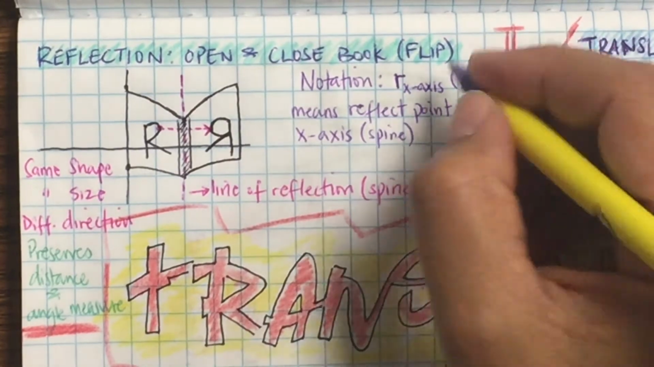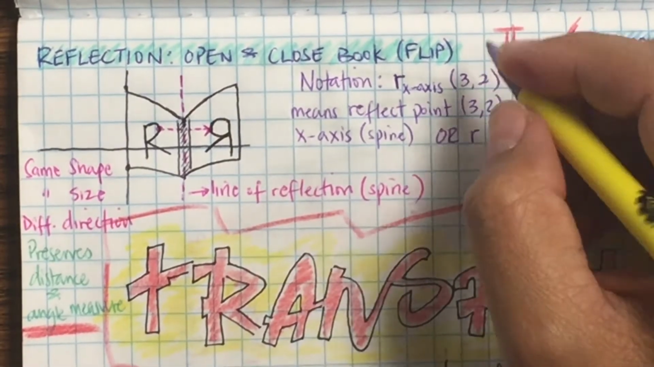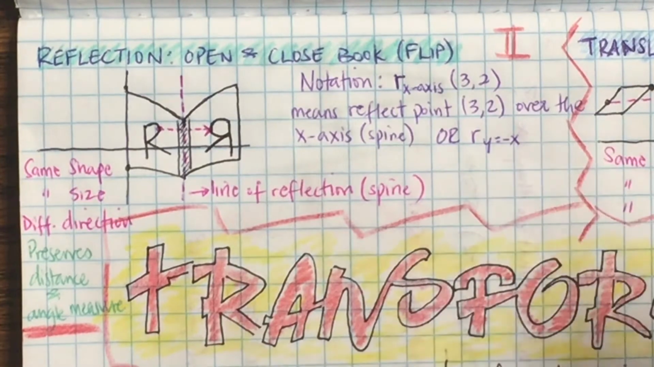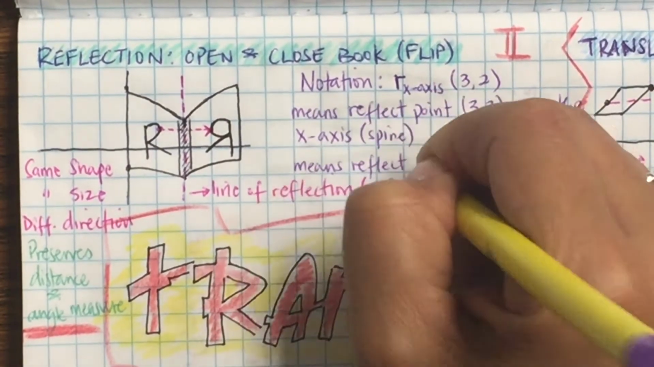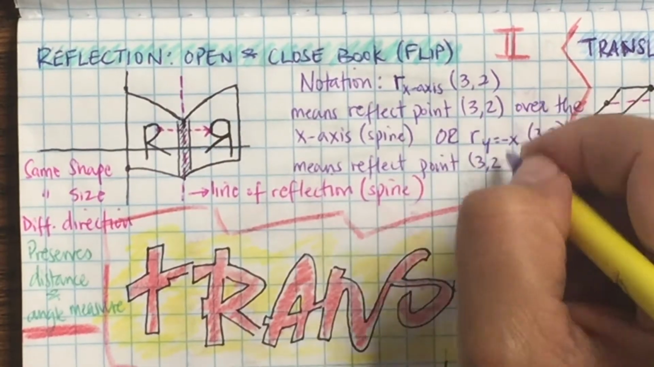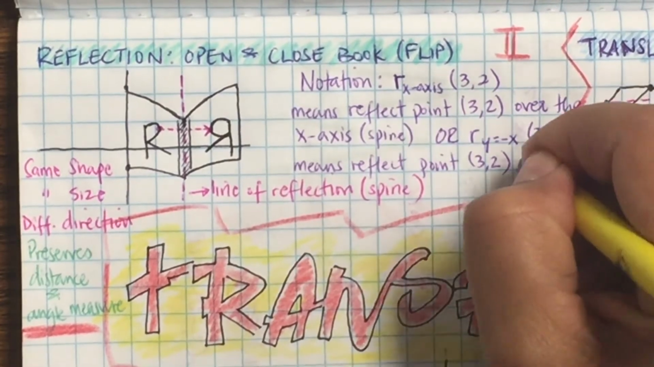And let's take a look at another example. What if you had small r, y equals negative x? Well, that means to reflect the point (3, 2) over the line y equals negative x.